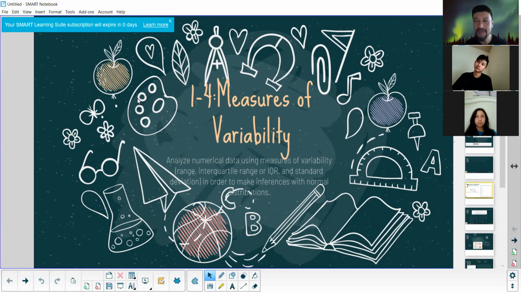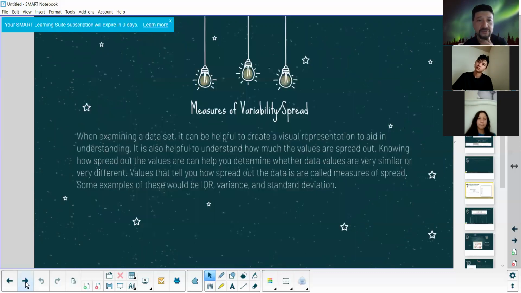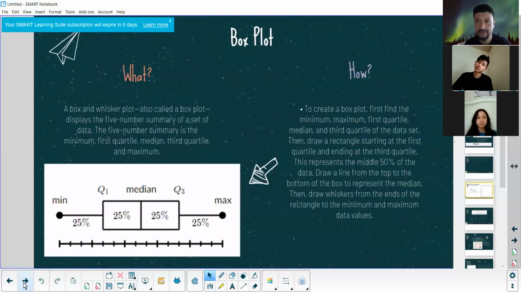All right, and you might be wondering, hey, Mr. Sandoval, when did we cover this? Do you remember that when we were looking at graphs, we went through one of the graphs called the box and whisker plot? One thing that I loved about this graph, and let me show you, it's this one right here, the one on the left.